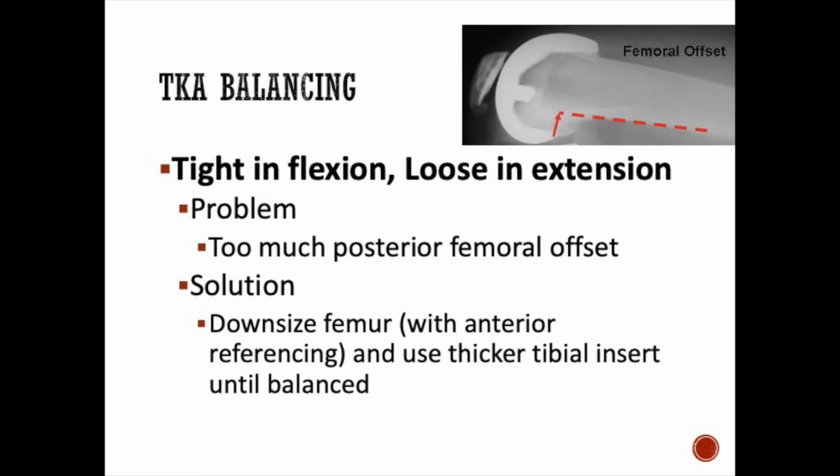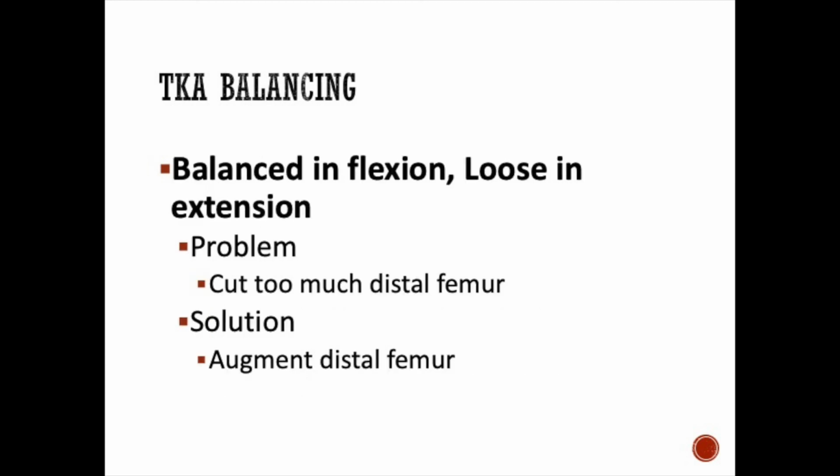If you're tight in flexion and loose in extension, the problem is there's too much posterior femoral offset. So you want to downsize the femoral component, especially if it's anterior referencing, and use a thicker tibial insert until it's balanced. If it's balanced in flexion and loose in extension, the problem is you cut too much off the distal femur, so you just want to augment the distal femur. Leave the flexion gap alone and only build up the extension gap.